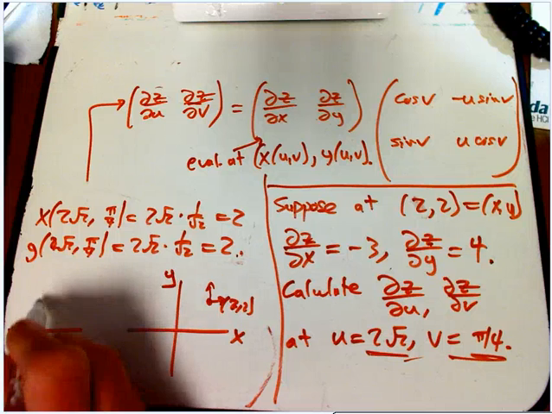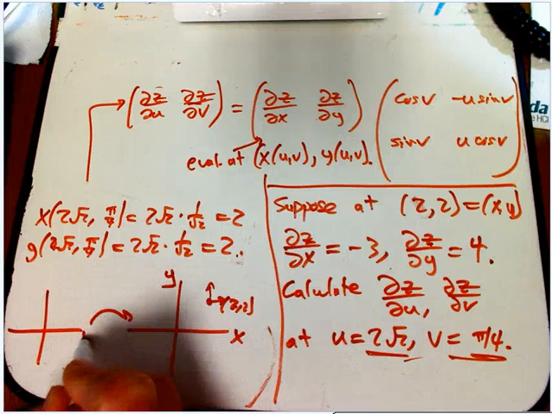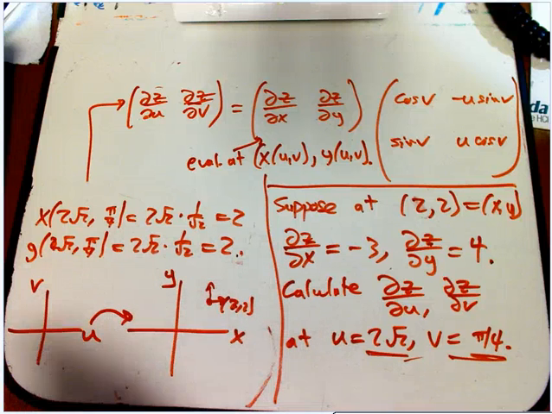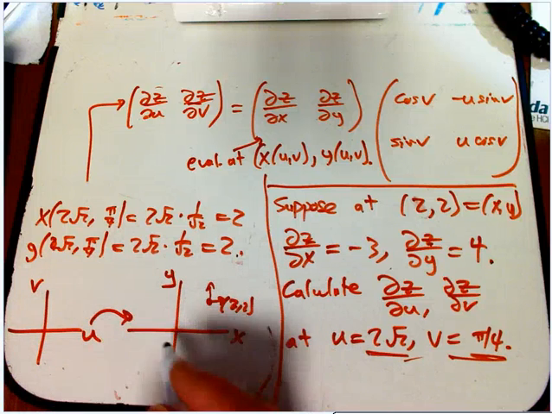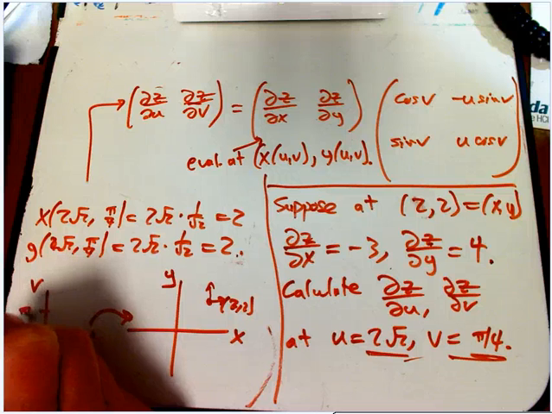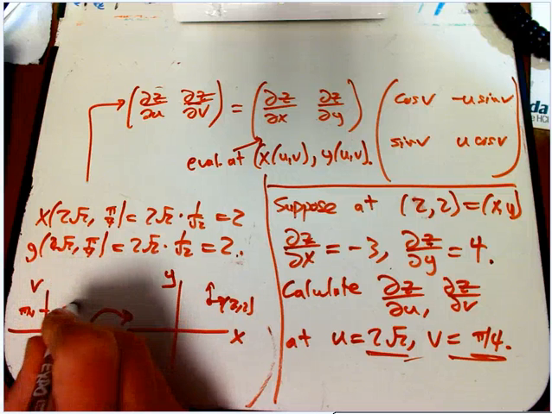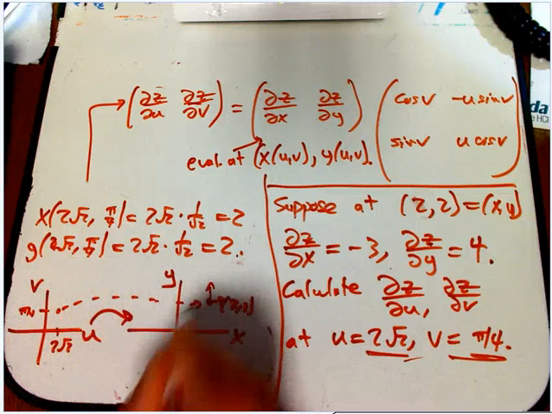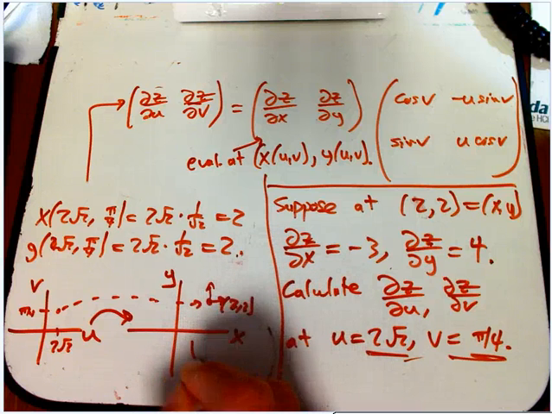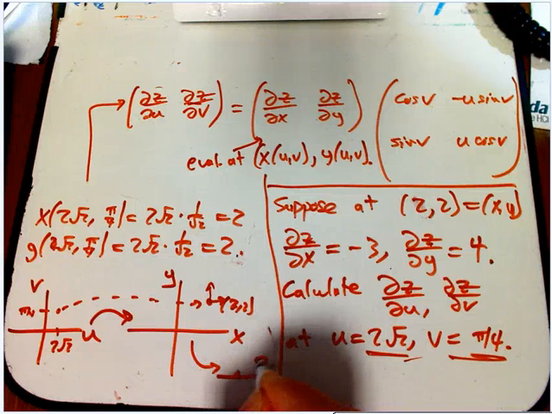We're going to think about this as a transformation. Think about this idea of x and y depending on u and v very geometrically. We want to think of this as a transformation. And over here, u is 2 root 2, v is pi over 4, and we're thinking of that point as transforming over to here. And then this goes to z on the real line.